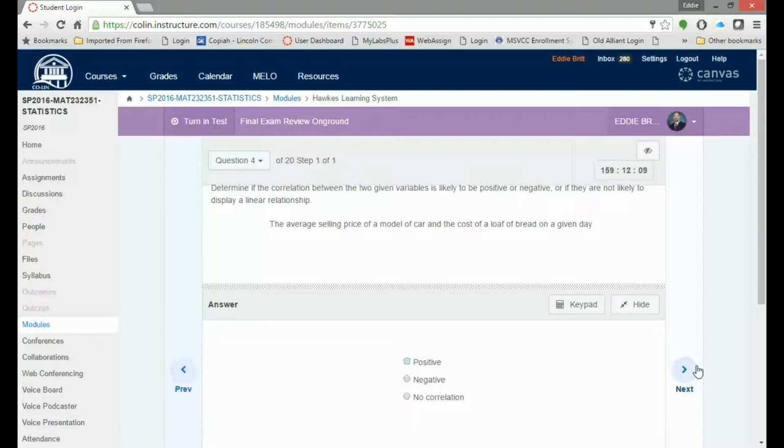All right, determine if the correlation between two given variables is likely to be positive or negative, or if they are not likely to display a linear relationship. The average selling price of a model of a car and the cost of a loaf of bread on a given day. Alright, so you think those two are related? No. So what would that mean? That would mean there is no correlation.